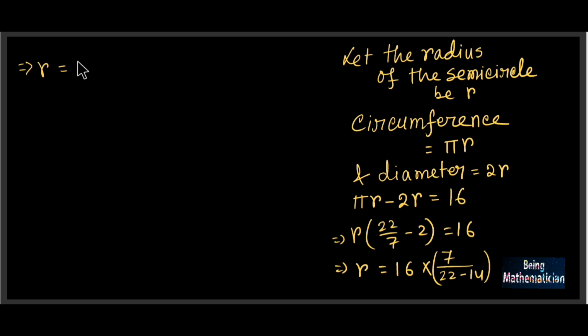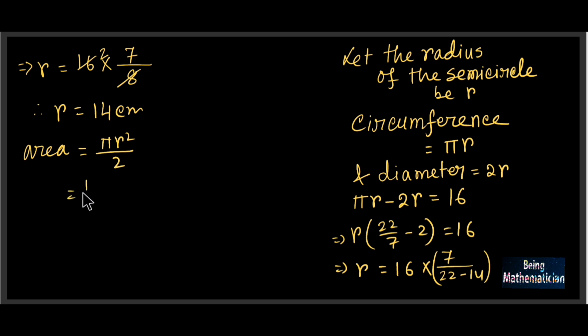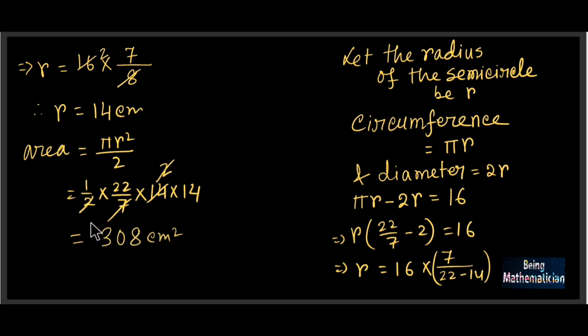So r equal to 16 into 7 by 8, and 8 into 16. Therefore r equal to 14 centimeter. So the area of semicircle, we know that it is pi r square by 2. So half into 22/7 into r square means 14 into 14. 7 into 14, 2 cancel out, and it must be 22 into 14, and it is 308 centimeter square. So it is our answer.